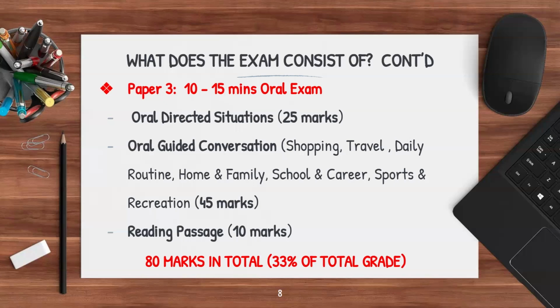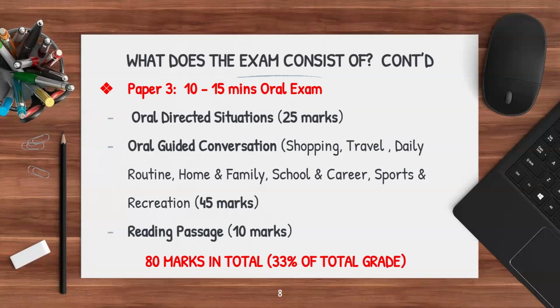It can be on shopping, travel, daily routine, home and family, school and career, sports and recreation. But for the exam, you'll only be given 4 of these 6 topics and 4 questions per topic, okay? And for this section, you're going to get a total of 45 marks, okay?